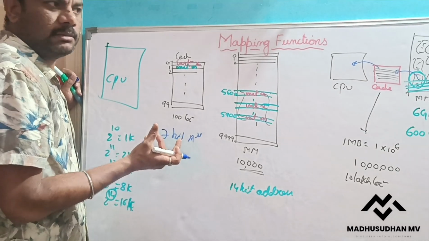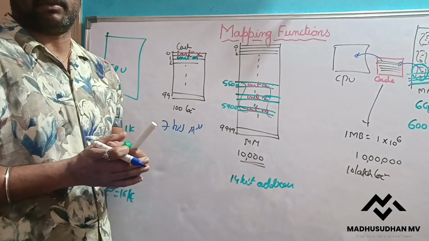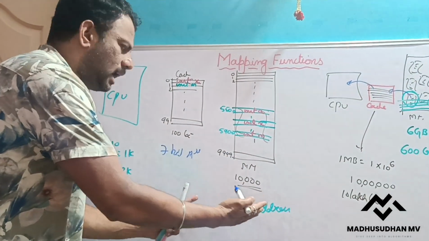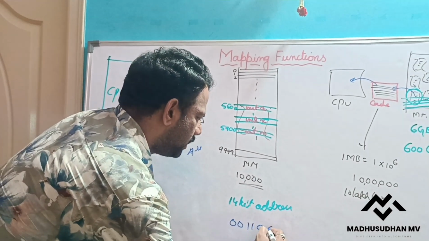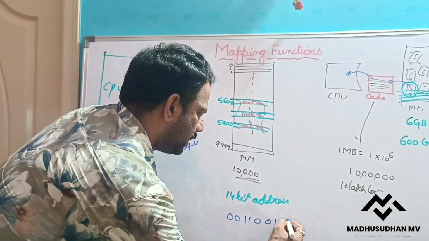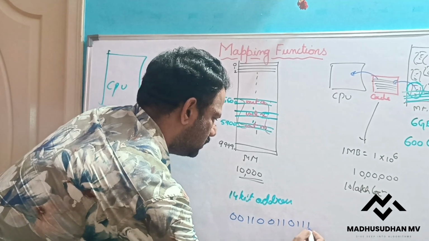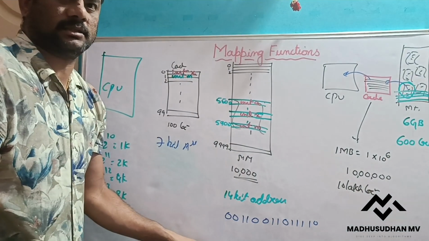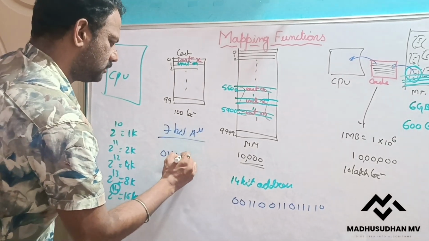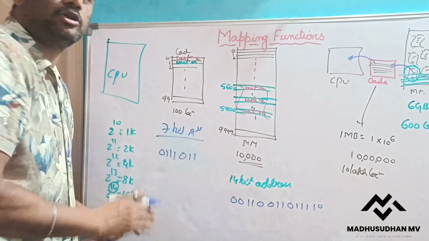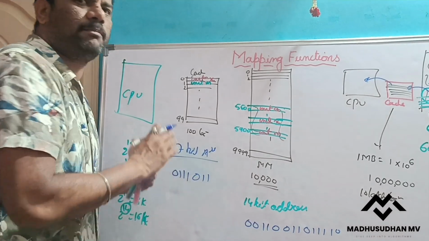How is it possible? Whenever I'm matching, both should be the same. So this 14-bit address, I need to match with something. For example, let's say a 14-bit address like this. Now I need to compare it with this one. So how is it possible to match? That is the problem.